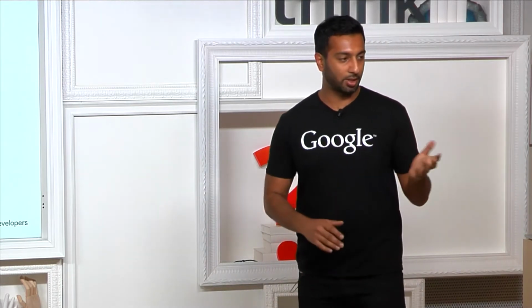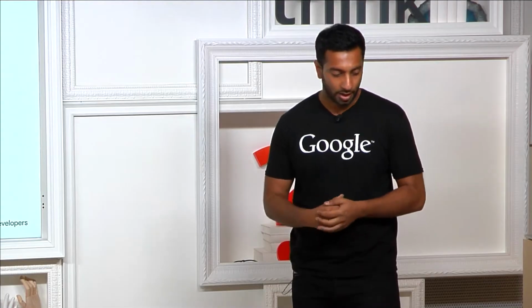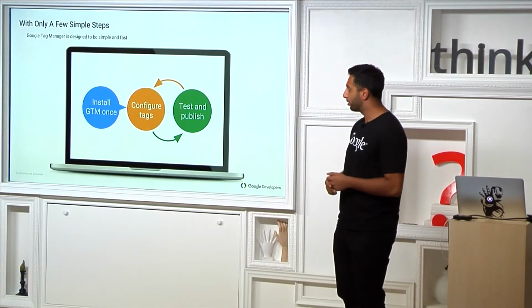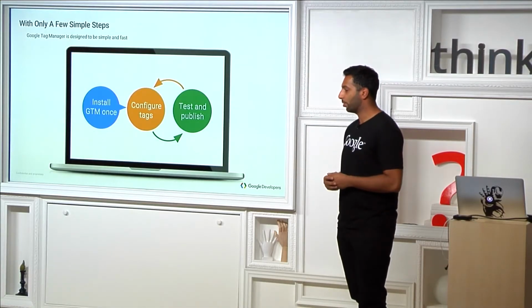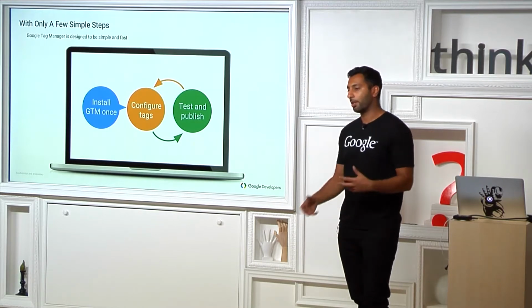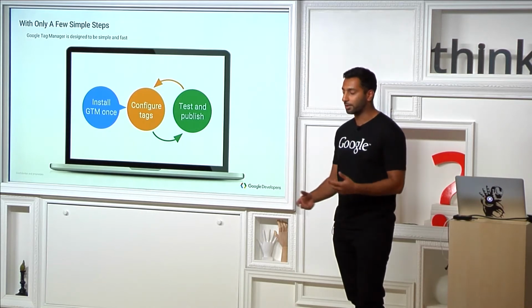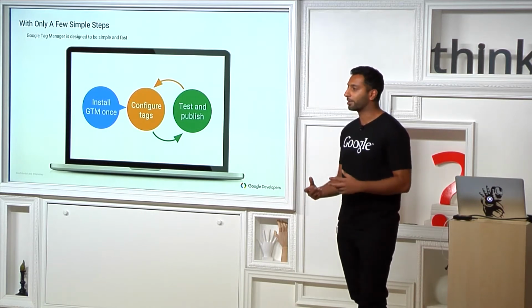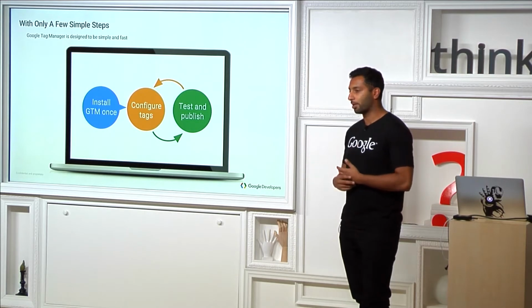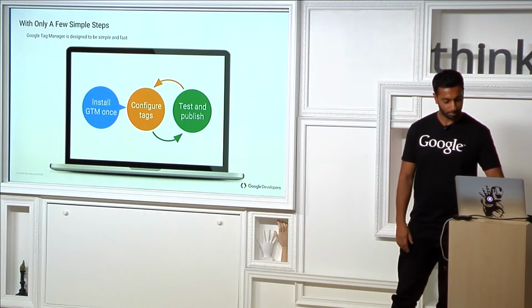So Koen, my colleague Koen, is going to come up and show you a demo of how Google Tag Manager works. The whole idea is that you install Google Tag Manager once in your app or on your website. You can then configure tags when you want, and then you can test and publish all at the same time, from the Google Tag Manager interface. So Koen, do you want to come up?